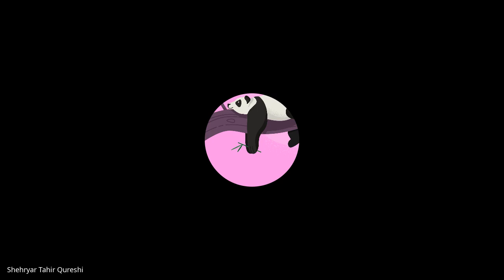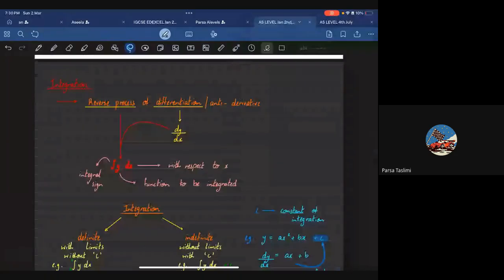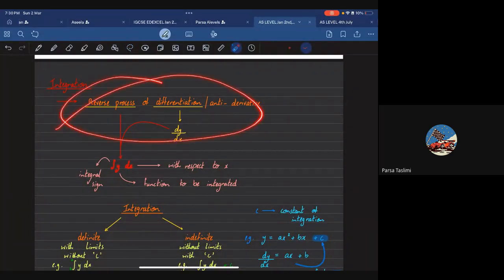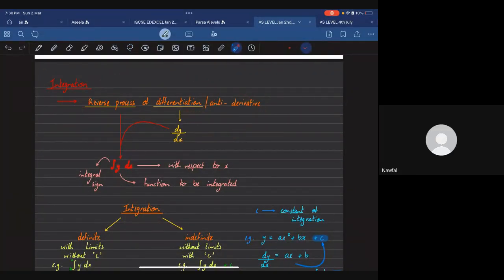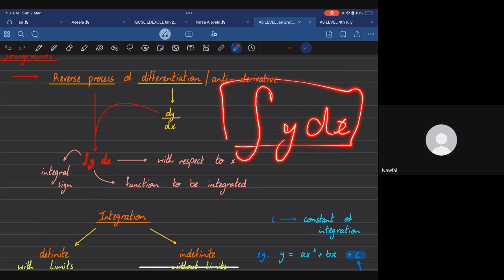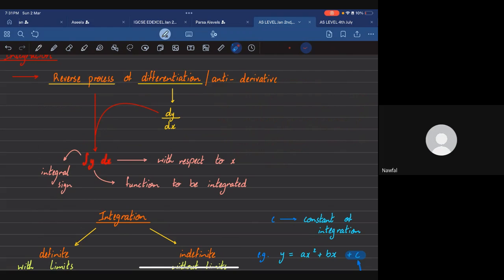So, Nofal, we started off integration yesterday. And we already know that it's the reverse process of differentiation. It is essentially how you take your antiderivative. Clear? Yes. And you are going to write the curly integral sign and y dx. And what does that mean? That you're taking integration of y with respect to x, because y is obviously written in terms of x. Clear? Yes.